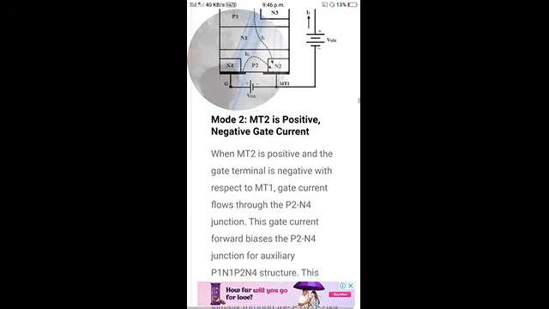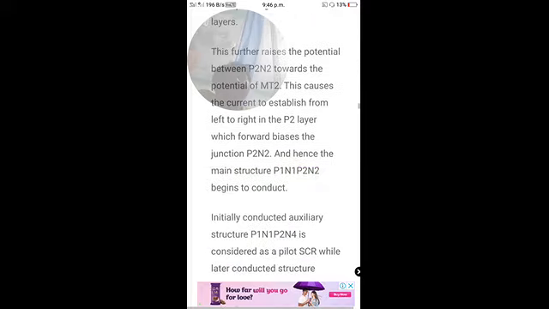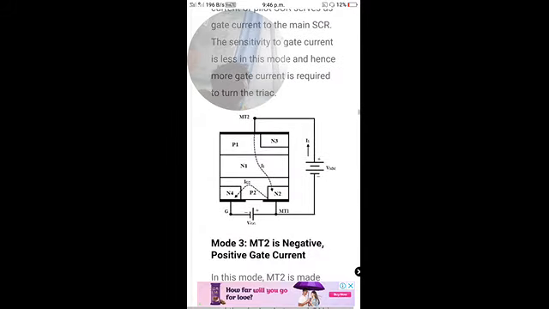Coming to mode 2 of operation. In mode 2, again MT2 is made positive with respect to MT1, but the gate is made negative with respect to MT1. So the only difference between mode 1 and mode 2 is that the gate is negative. Let us see the figure. The gate is negative, so the biasing condition will be the same.